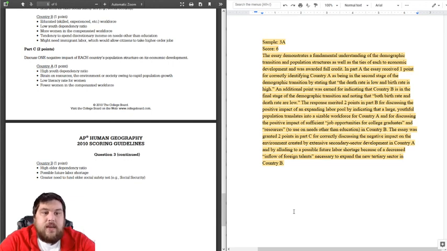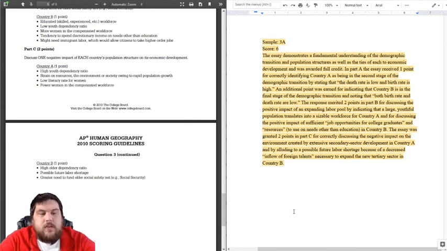In Part A, the essay received 1 point for correctly identifying Country A as being in the second stage of the demographic transition by stating that the death rate is low and the birth rate is high. An additional point was earned for indicating that Country B is in the final stage of the demographic transition and noting that both birth rate and death rate are low.